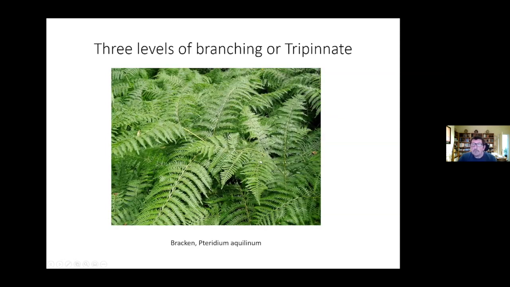The other one which has 3 levels of branching is bracken, and when you look at bracken, you think, oh, it's too difficult and complicated. But if you pick up the whole branch, you can see that this huge great big fern has a main rachis, then it has a midrib and a pinna, which has pinnules. So this is a third 3-level branching.